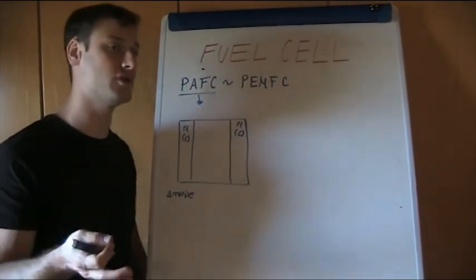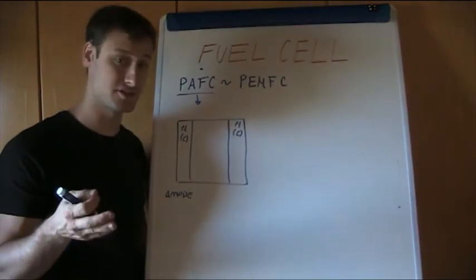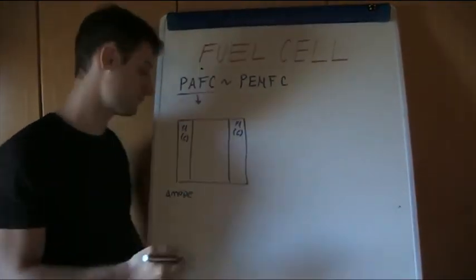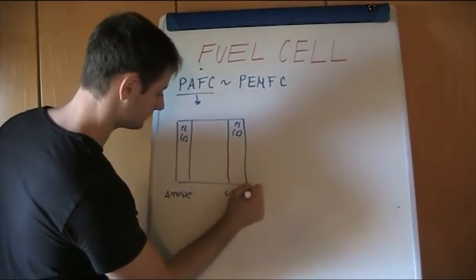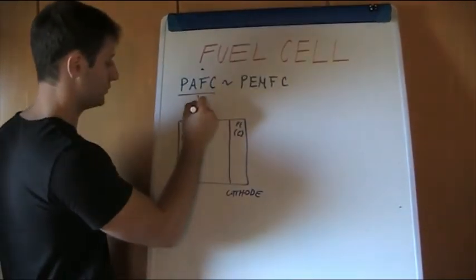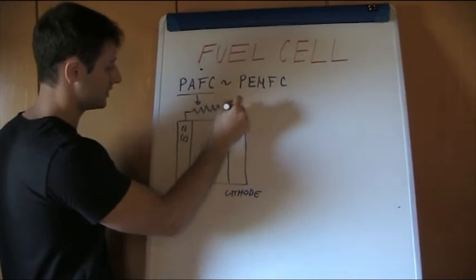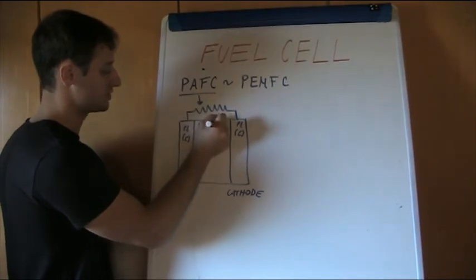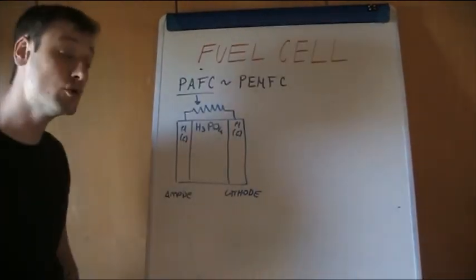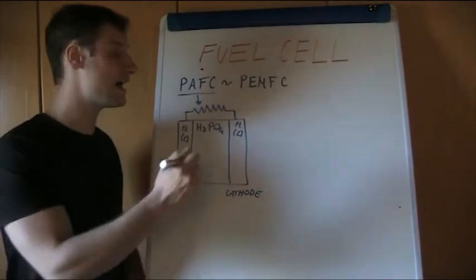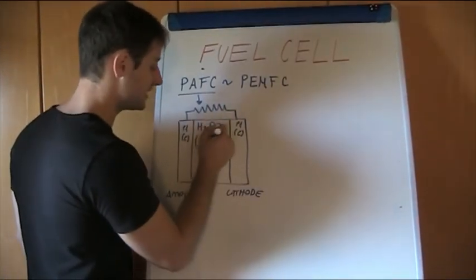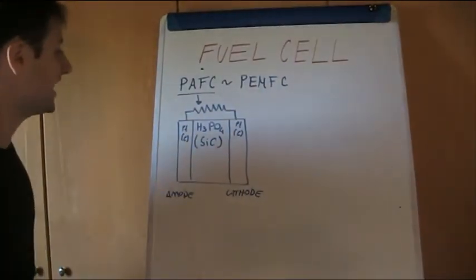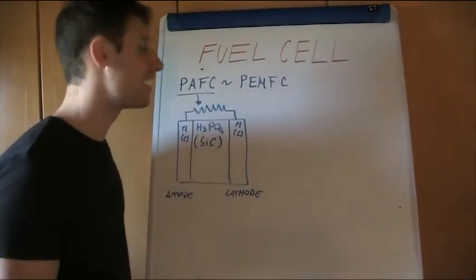This situation is well described in the specific video concerning the description of the proton exchange membrane fuel cell. So we have the cathode, we have our external circuit, and we have an electrolyte. In this case, the electrolyte is composed of phosphoric acid, pure or really concentrated, in a silicon carbide solid matrix.